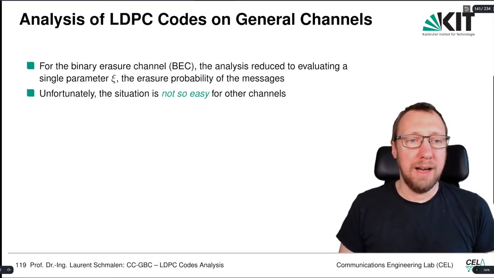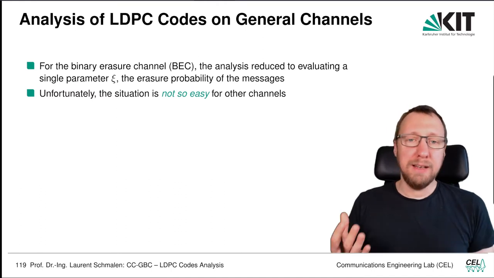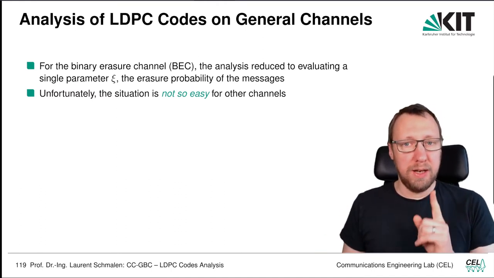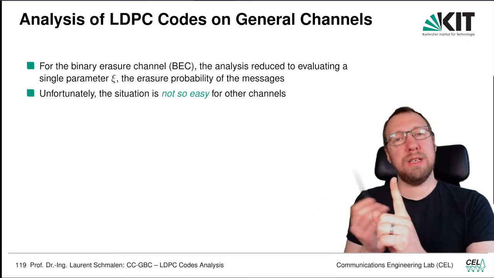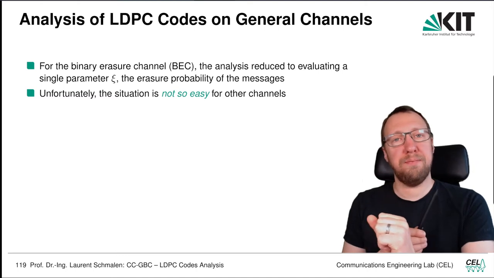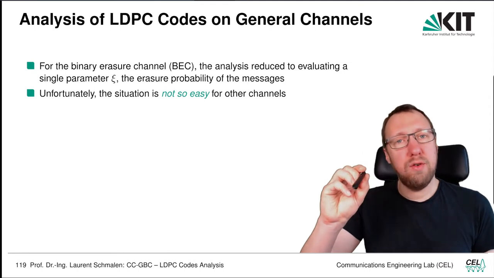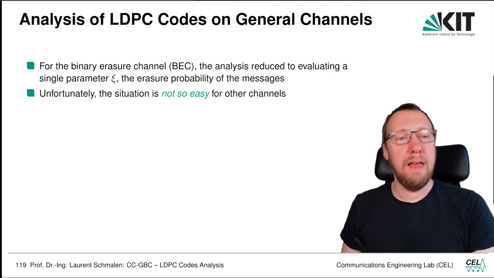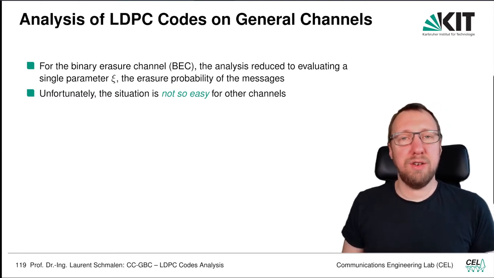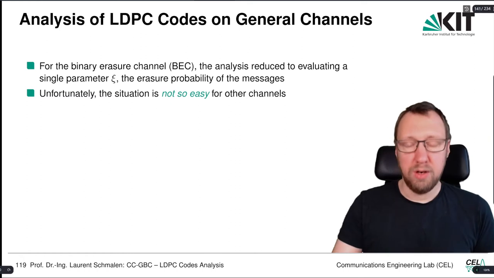So let's get started. We have a binary erasure channel. The analysis was simple because we could reduce everything to a single parameter, which is the erasure probability of the messages that we send back and forth in the graph. In the binary erasure channel, either we send the correct value or we send an erasure. It's very simple because it's just one parameter. The situation is not so easy on general channels because there the messages can take on arbitrary values. So we need to look at the distribution of the messages.